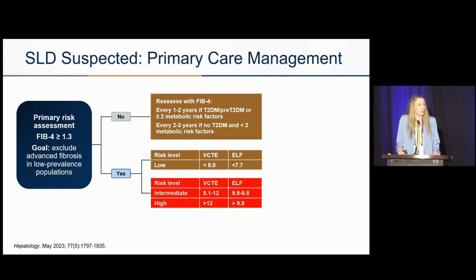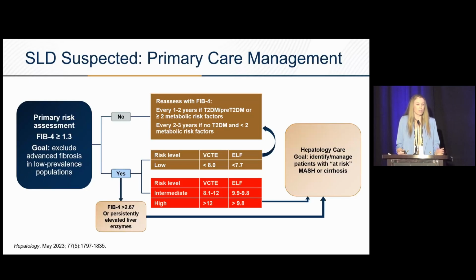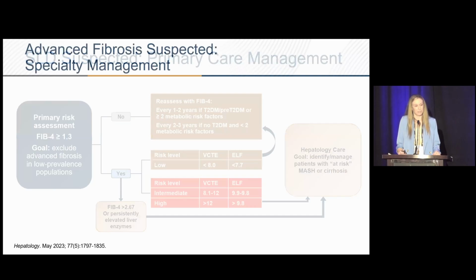If the FIB-4 is above 1.3, then that should prompt a secondary risk assessment using VCTE, or the FibroScan, to get the kPa, or kilopascals, or the ELF test. If they fall in that low category, perfect, they can go back to primary care and get reassessed. If they fall in the intermediate or high-risk category, they should be sent to specialty care, either gastroenterology or hepatology. Our goal at that point is to identify these patients who have at-risk MASH, or unfortunately, if they do have cirrhosis. Also, if the FIB-4 is greater than 2.67, the patient should be automatically sent to specialty care.